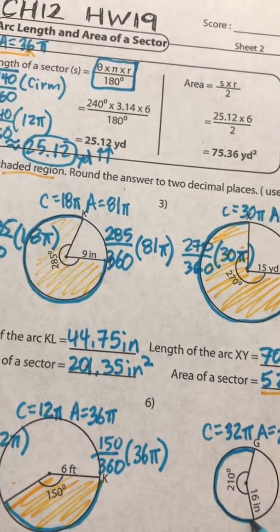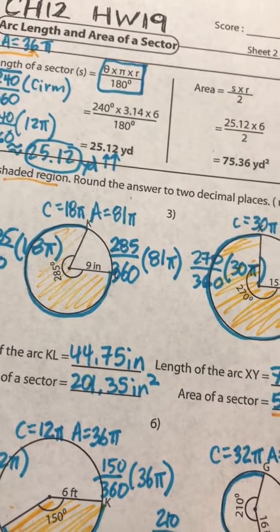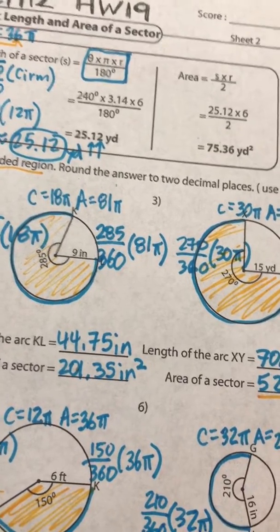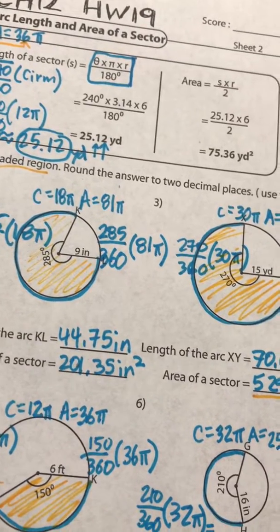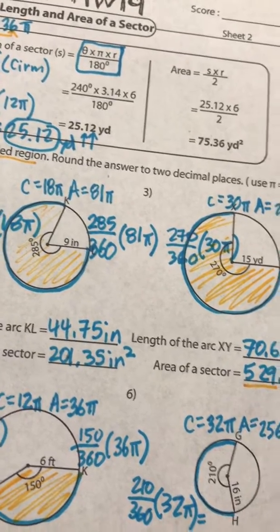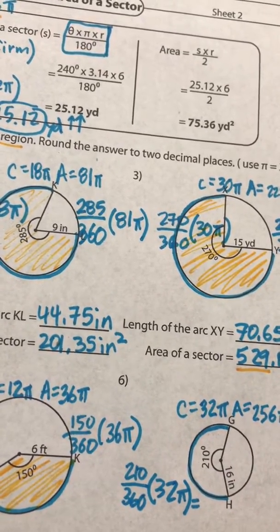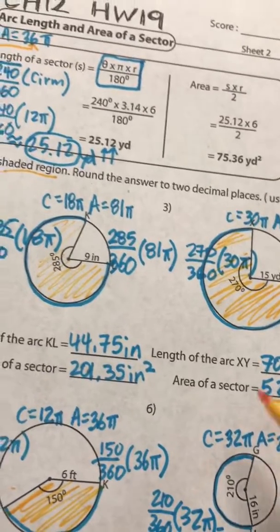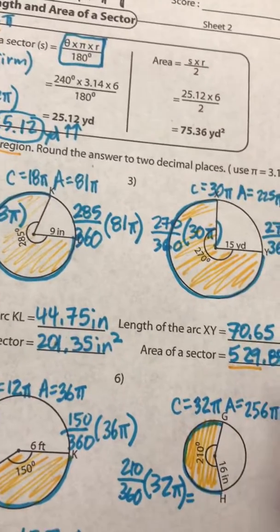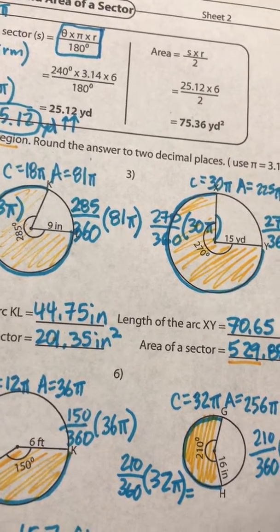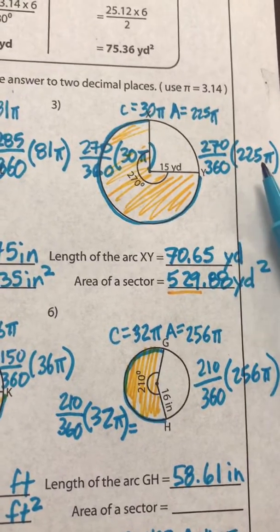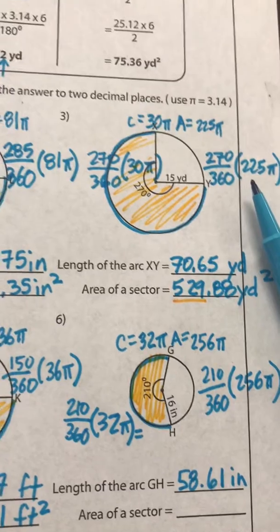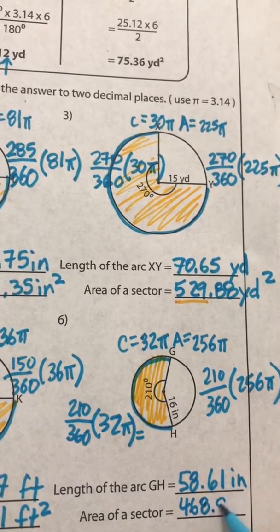Here, it looks like I want this much of the circumference. So that's 210 over 360 times 32 pi, because that's my circumference. Now for my sector area, I want 210 over 360 times the portion of the area I want. Inches squared.